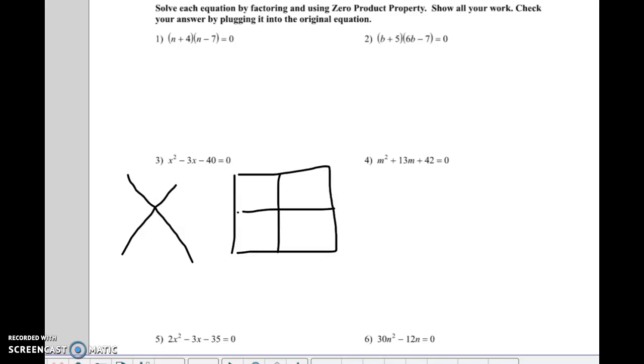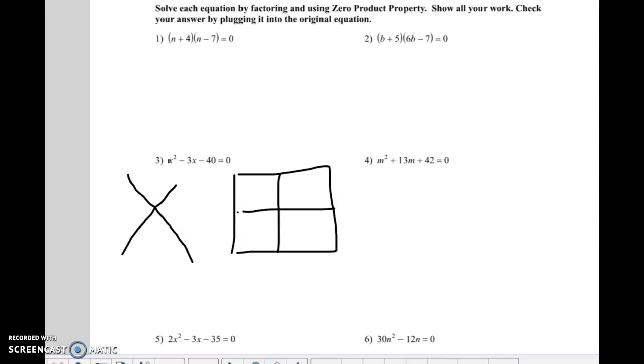Hi everyone, I got a couple emails in regards to this practice, so solving by factoring and ZPP, starting with number 3. So I'm going to go over number 3 and number 6. So for number 3, what I'm going to do is factor this trinomial. Sorry, it's a little messy.